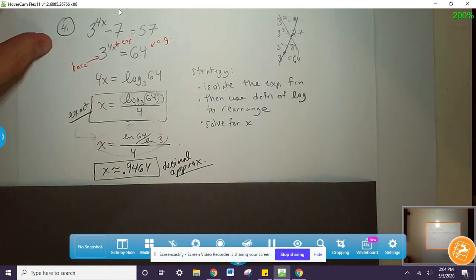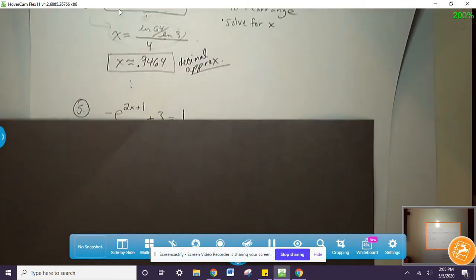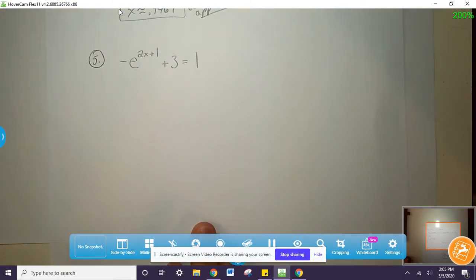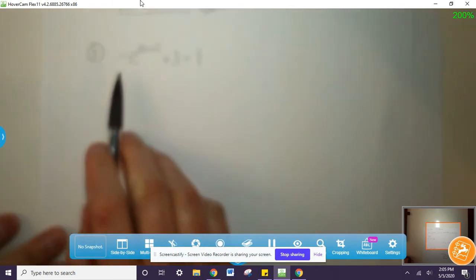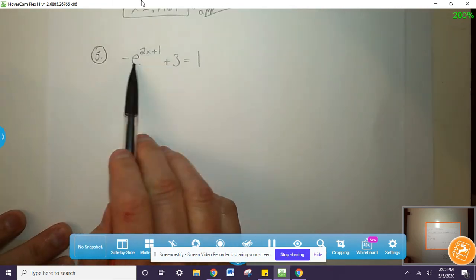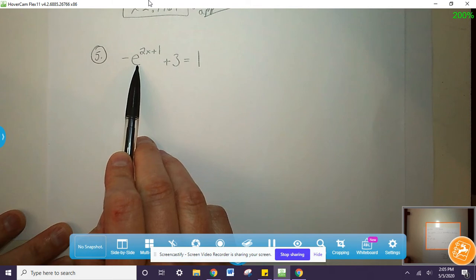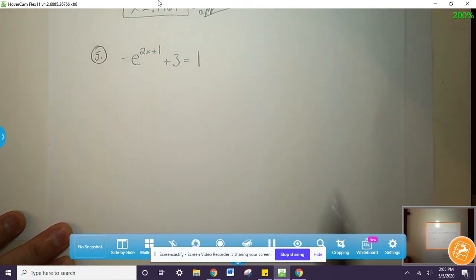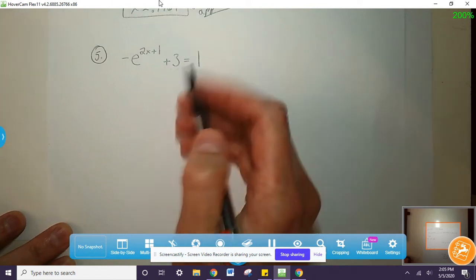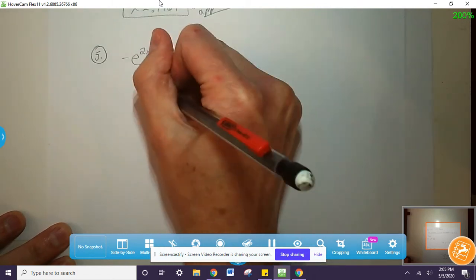Okay, next example. Here's our next example. And this time the exponential function involves the base of e. And we're going to follow the same steps. So the strategy was to isolate the exponential function. We can move that 3 to the other side by subtracting it.